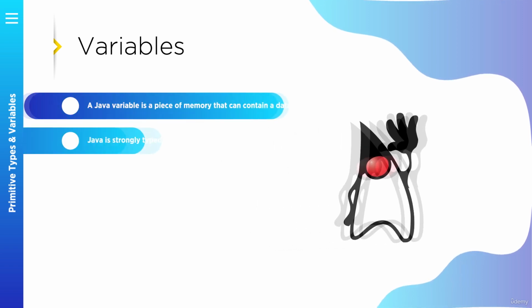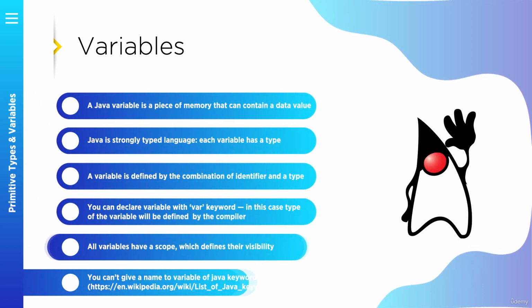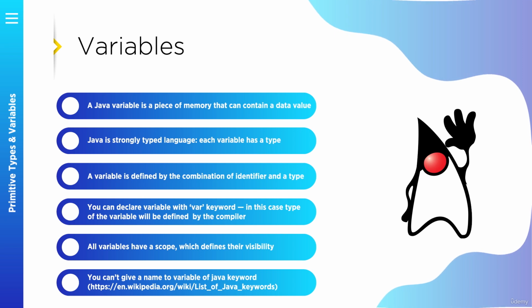So what is a variable? A variable is a piece of memory that can contain a data value. You can see that each variable has a data type. Even when you create a variable with the var keyword, the compiler identifies the type of this variable. For variable names, nouns starting with a small letter are usually used. You can't use keywords for variable names.